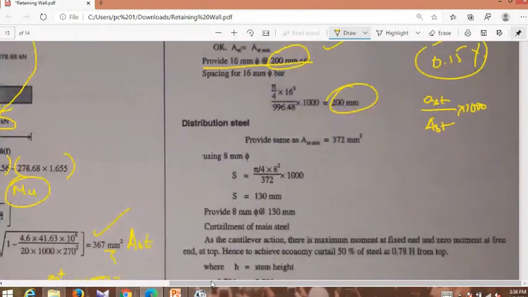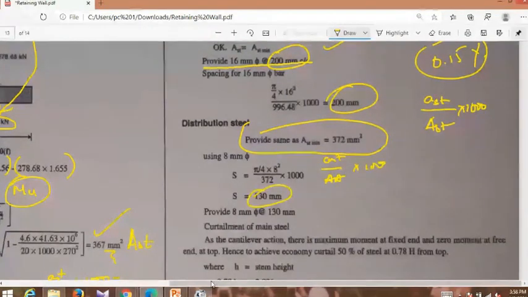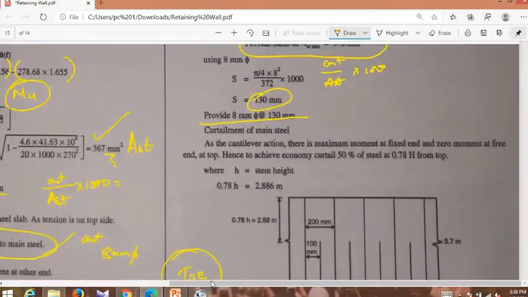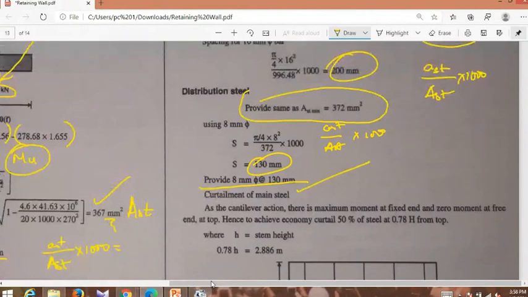Then for distribution steel, provide the same. How will we get the spacing? Again small Ast divided by capital Ast multiplied by 1000. Again you will get the spacing for main bars and distribution bars. Now here one more thing. Okay, we have finished with this one.